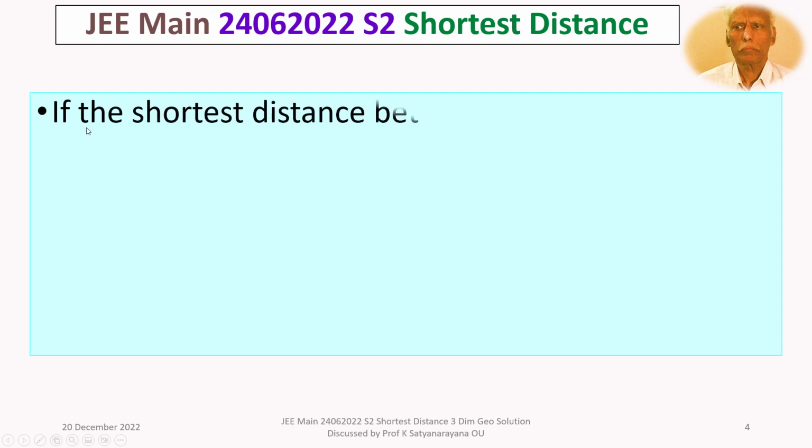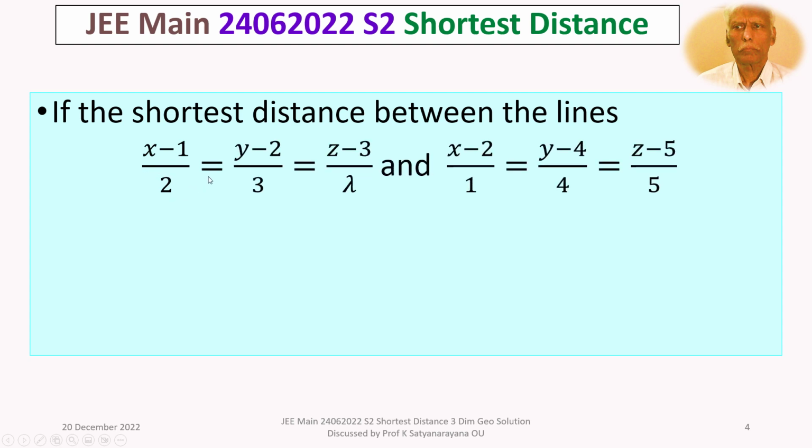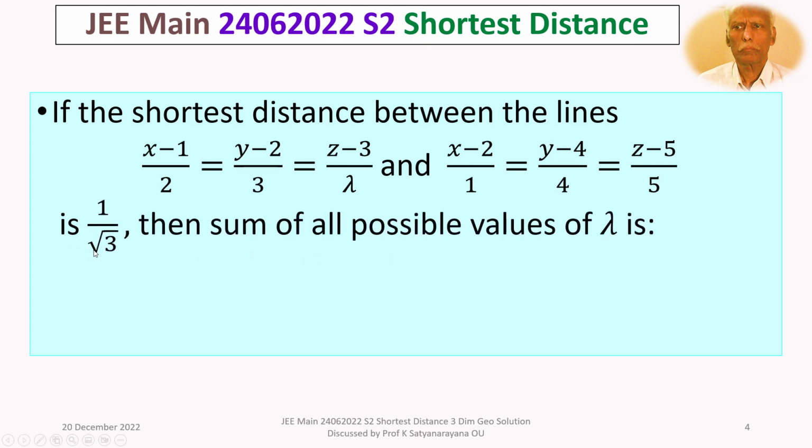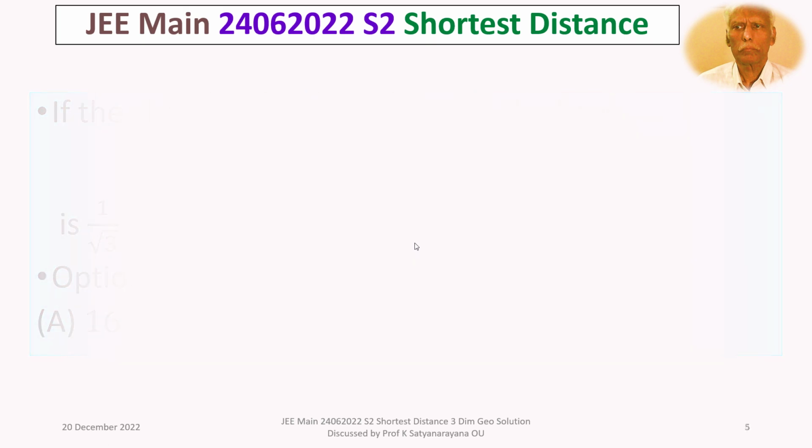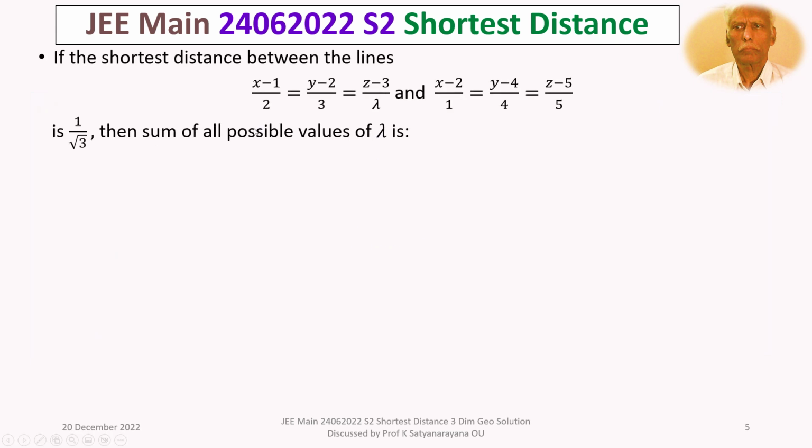The problem is, if the shortest distance between the lines (x minus 1)/2 = (y minus 2)/3 = (z minus 3)/lambda, and (x minus 2)/1 = (y minus 4)/4 = (z minus 5)/5 is 1 by square root of 3, then the sum of all possible values of lambda is, we are given four options. Option A 16, option B 6, option C 12, option D 15. That is the given problem to us.